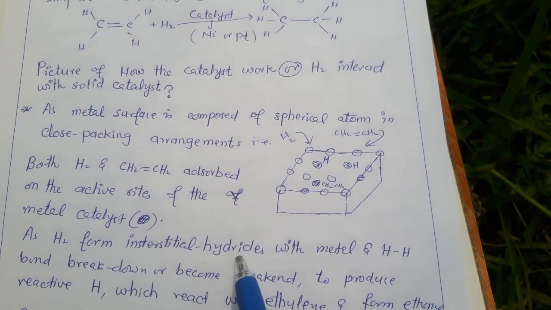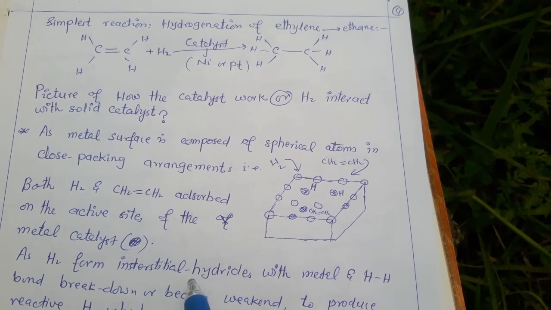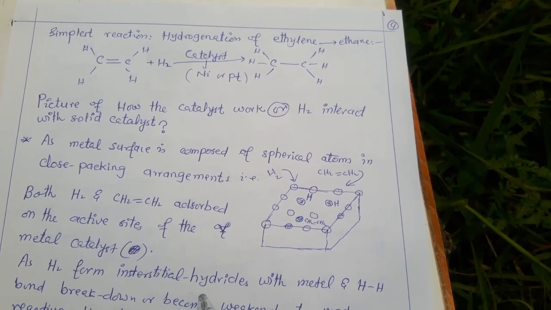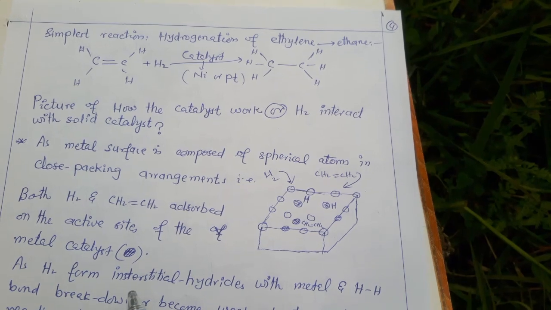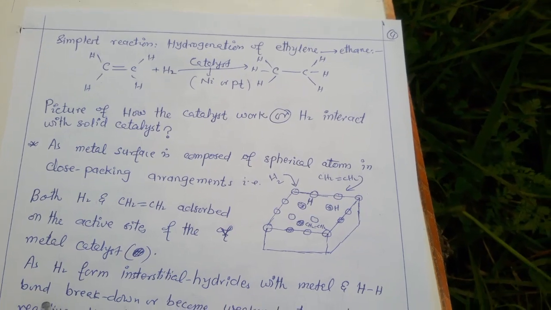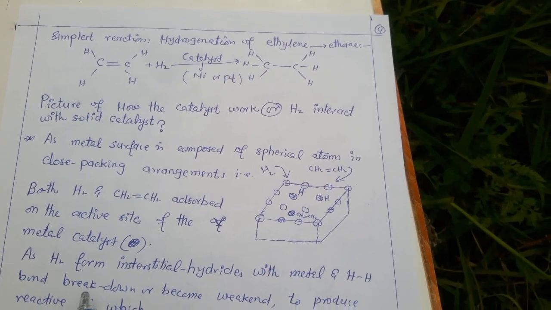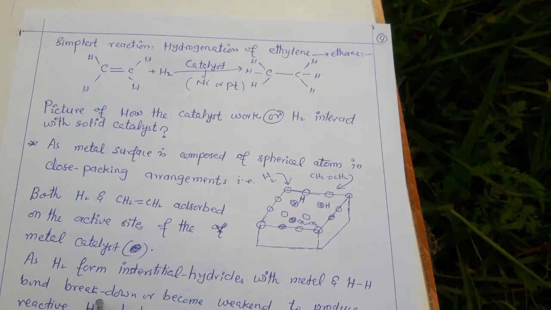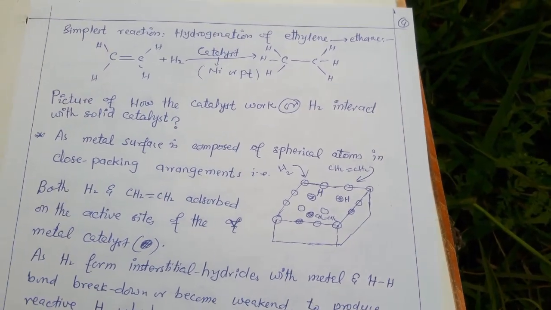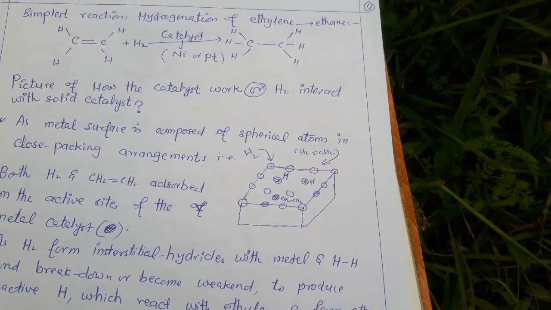hydrogen forms interstitial hydrides. You already know interstitial hydrides, in which the hydrogen is attached to the metal in a non-stoichiometric ratio, and hydrogen makes a bond with the metal, and the bonds between the hydrogen atoms are partially broken down or become weak to produce reactive hydrogen atoms, which then react with ethylene and form ethane.